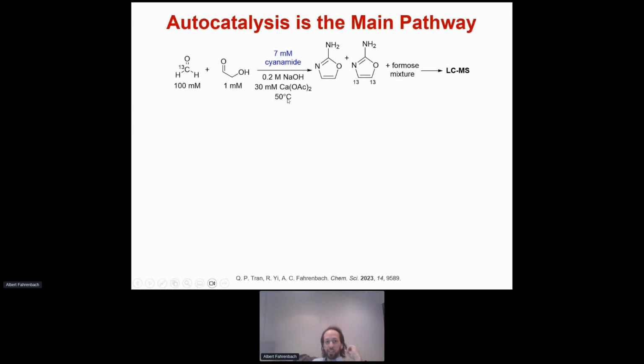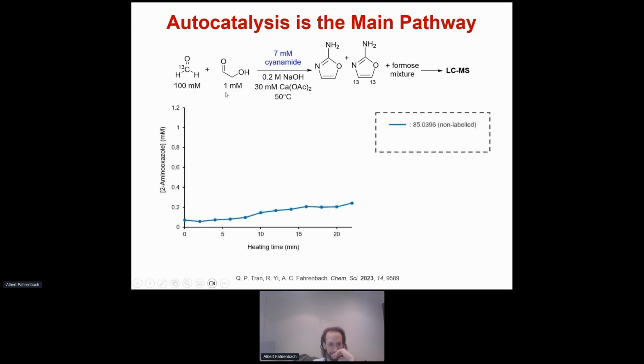Okay, so we wanted to see if autocatalysis was actually the main pathway, because you might think, well, if you're starting off with glycolaldehyde and cyanamide, you should no doubt expect 2-aminoxazole. What we wanted to know is whether most of that 2-aminoxazole is actually coming from glycolaldehyde produced from the formose reaction, and not the glycolaldehyde we initially added. We used an isotopically labeled experiment to find out.